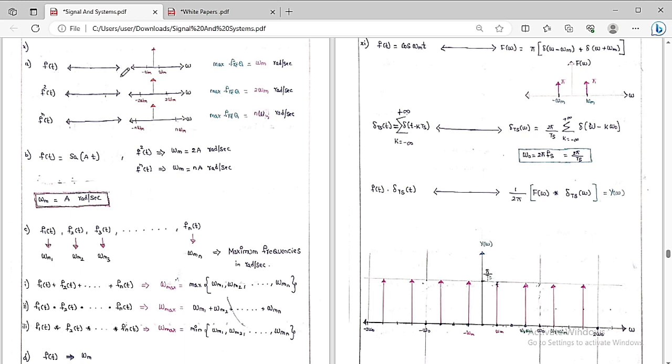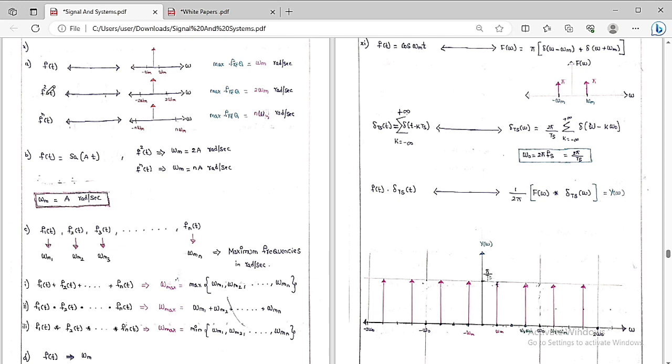Then let me assume the maximum. See for f of t, try to figure out the Fourier transform. So we are going to get some certain figure, right? From that we can figure out what is the maximum frequency. It can have any graph and finally it is present up to omega m. So what is the maximum frequency? Omega m radians per second.